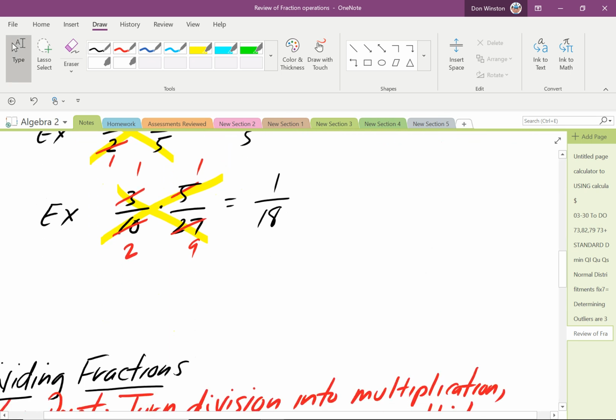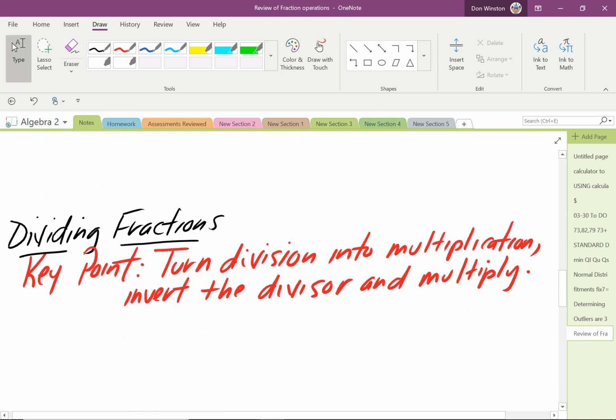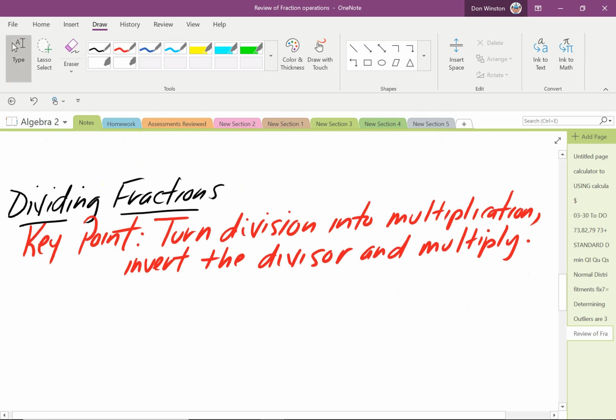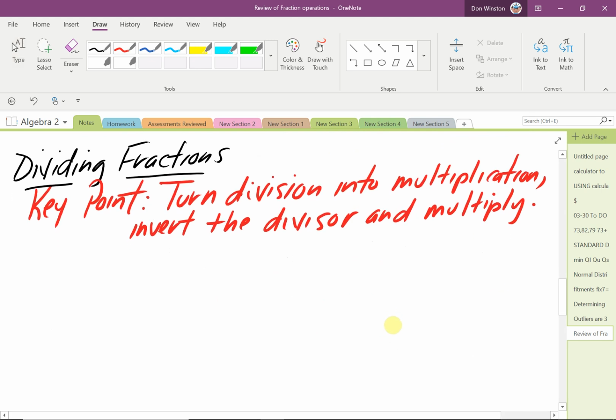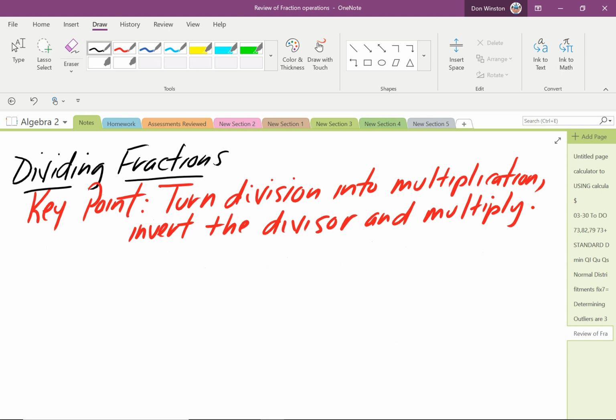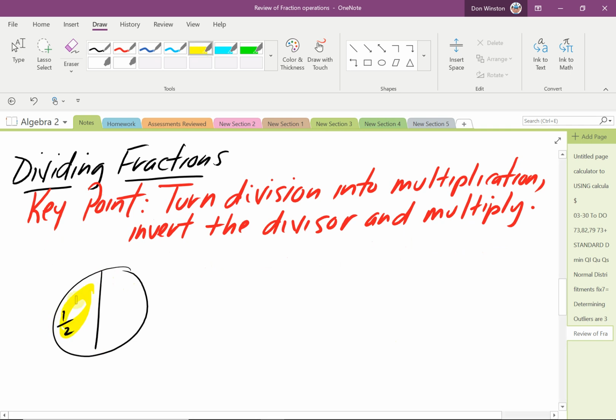And then the last operation I'll take a look at is dividing fractions. So key point, anytime we divide fractions, we want to turn division into multiplication. And how do we do that? We invert the divisor and multiply. And I'll show you why that works. So here, let me just say I have another circle, pizza, or whatever. And here I have 1/2. So there, I ate 1/2 of the pizza. Or I have 1/2 of pizza, however you want to look at it.